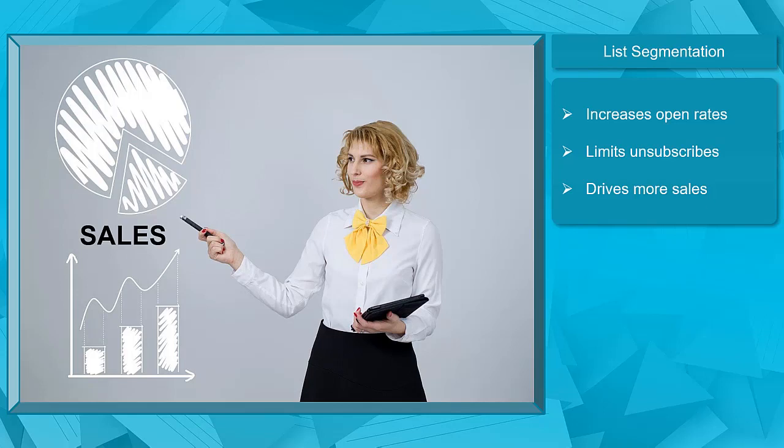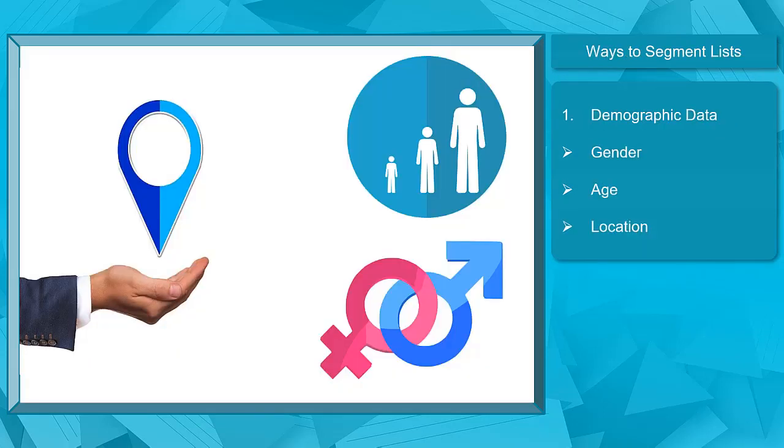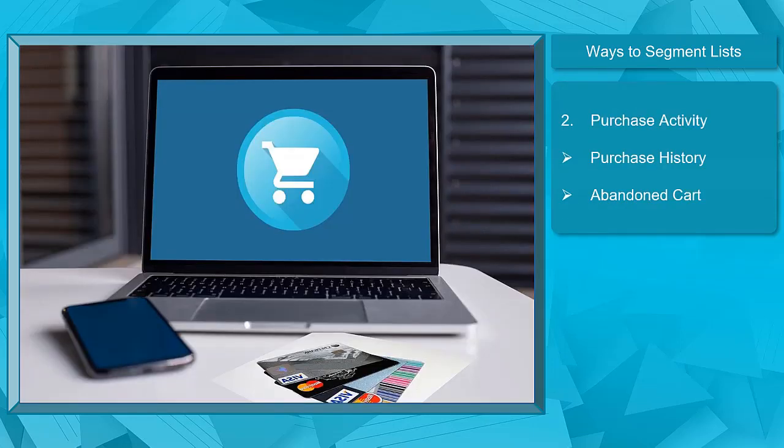Here are some common ways to segment your lists. Demographic data. When you have the most common demographic data of people in your list, like gender, age, and location, you can easily segment your list based on that data. People who subscribe to your lists may have different geographic locations where they live. Segmenting them based on location will allow you to send targeted emails that apply to people who live in a certain location.